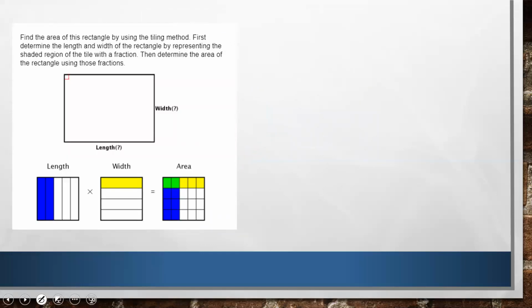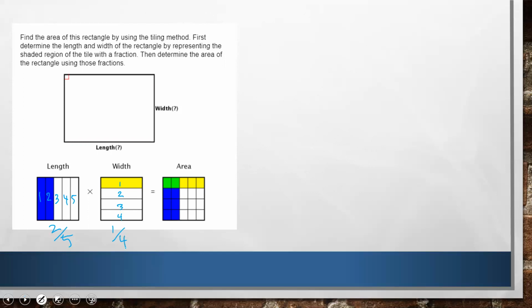Find the area of this rectangle by using the following tiling method. First, determine the length and width of the rectangle by representing the shaded region of the tile with a fraction. Then determine the area of the rectangle using those fractions. Okay, so our length here, if we look at these tiles, that's 1, 2 out of 1, 2, 3, 4, 5 pieces. So that's 2/5. And out of 1, 2, 3, 4, that's 1/4.